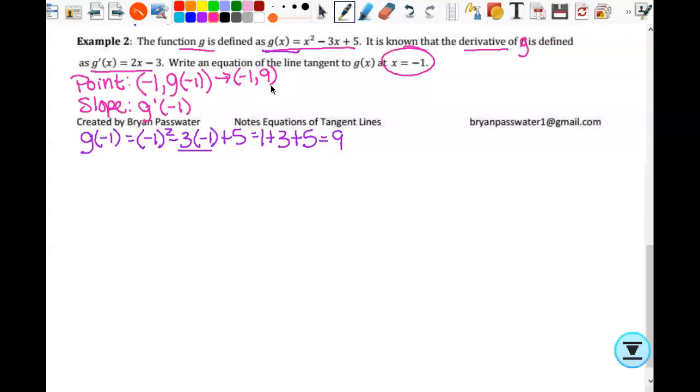And then I know you don't have tons of room, but now I need g prime of -1. So g prime of -1, how am I going to find that? I substitute it into here because they gave me an equation for that, right? Let's see if I can do this one correctly. I'm going to do 2 times -1 minus 3, -5. Okay, and so this is equal to -5.